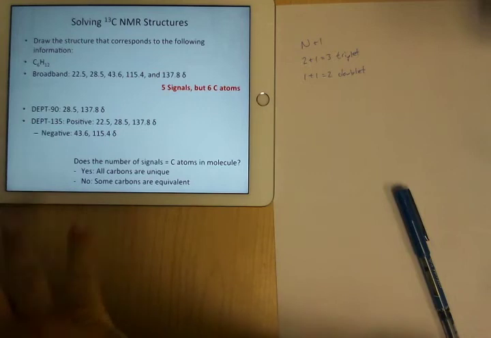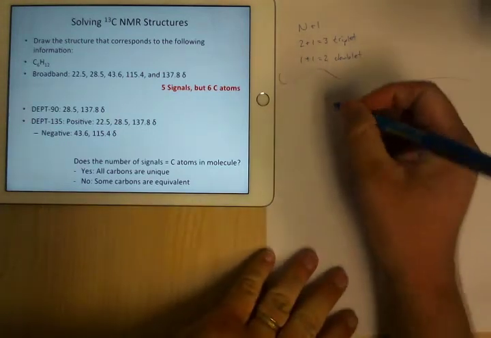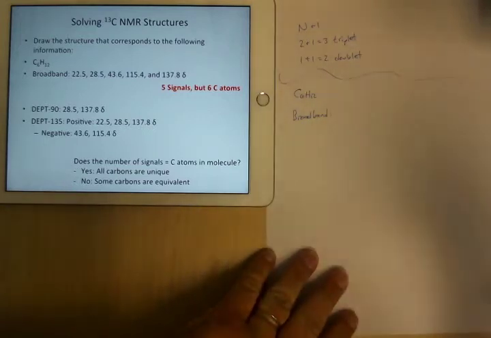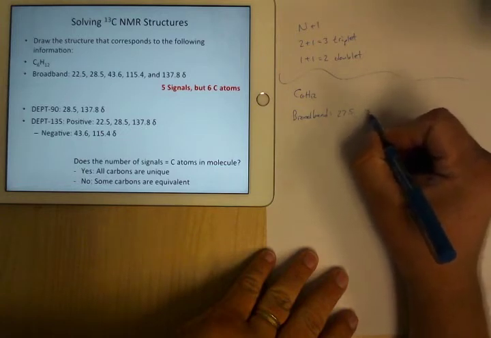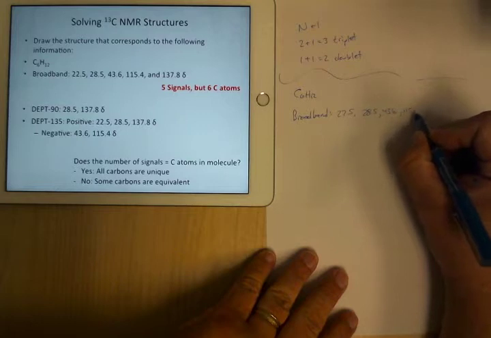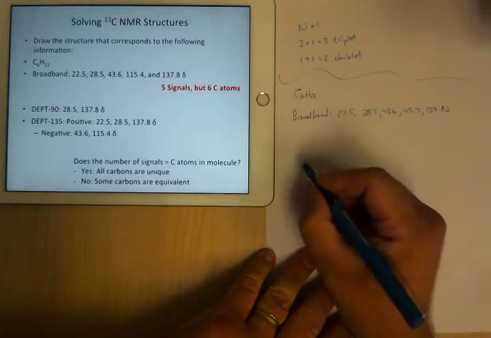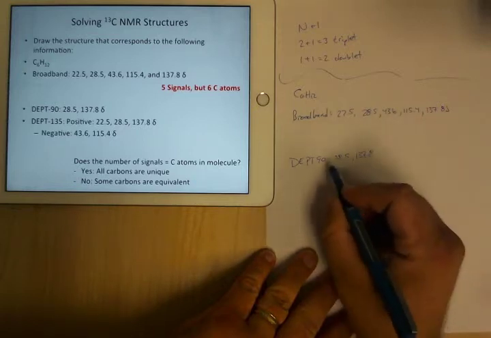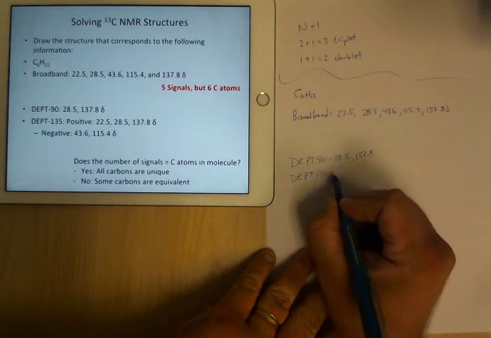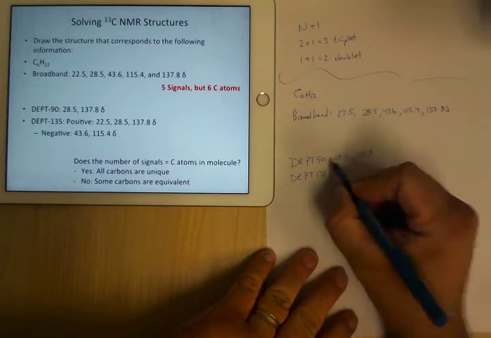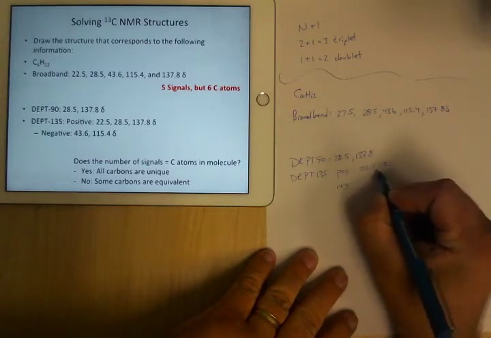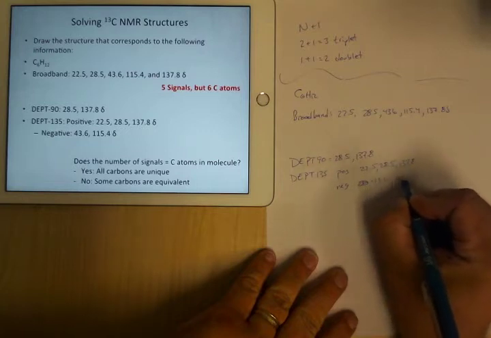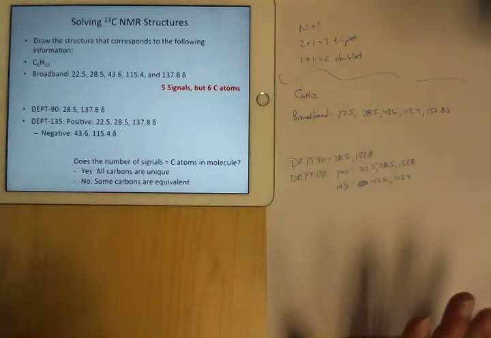Okay, so how do you solve a structure based on carbon-13? Let me just write this down here so we can talk. So the broadband. You're going to go through these steps each time. These are a pretty good series of steps to do. 43.6, 15.4, and 137.8. Okay. The DEPT-90: 28.5, 7.8. The DEPT-135, you're going to have both the positive and the negative. So positive: 22.5, 28.5, 37.8, and this one is 43.6, and 115.4.